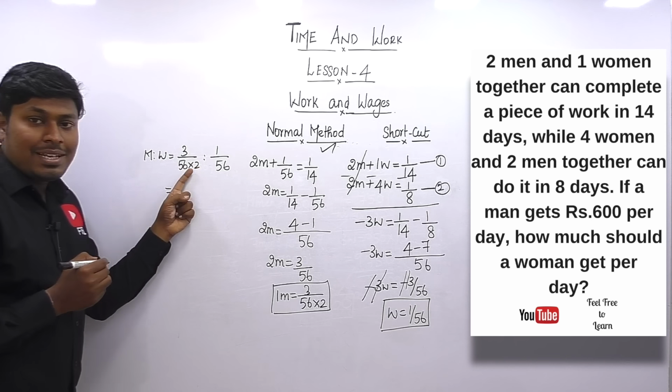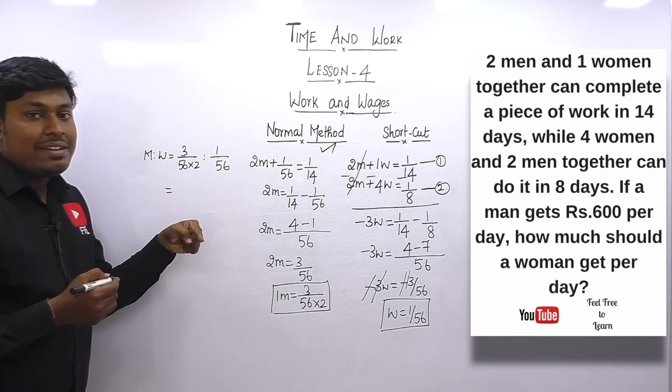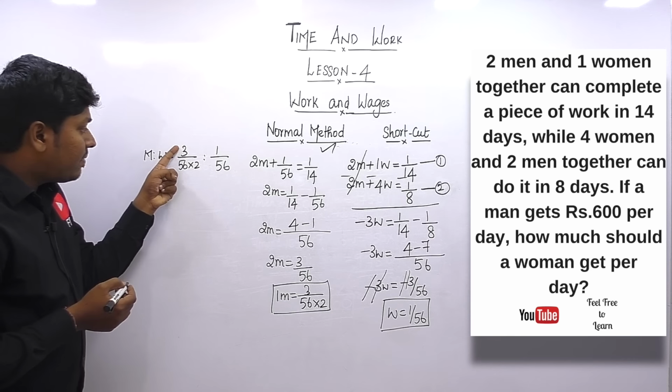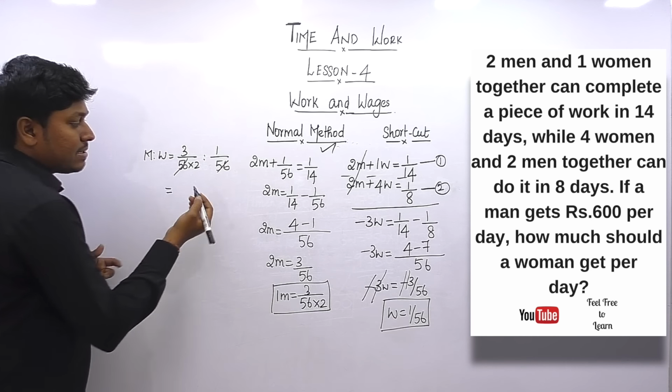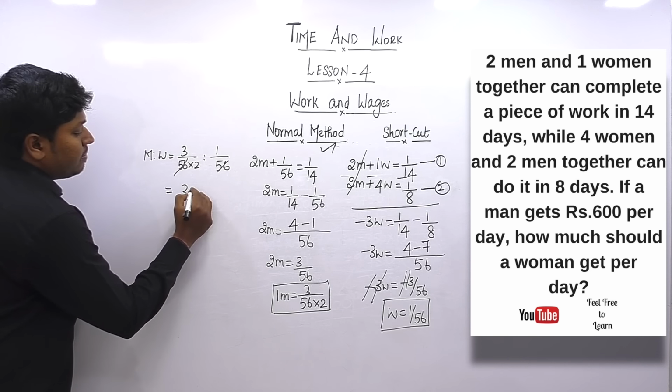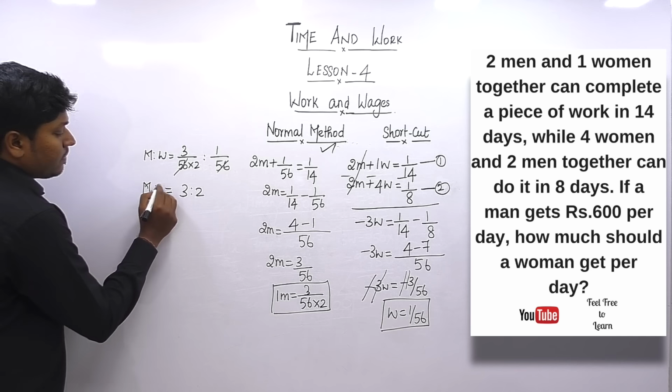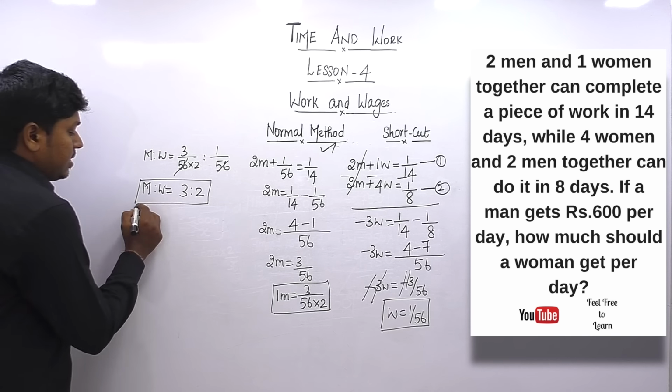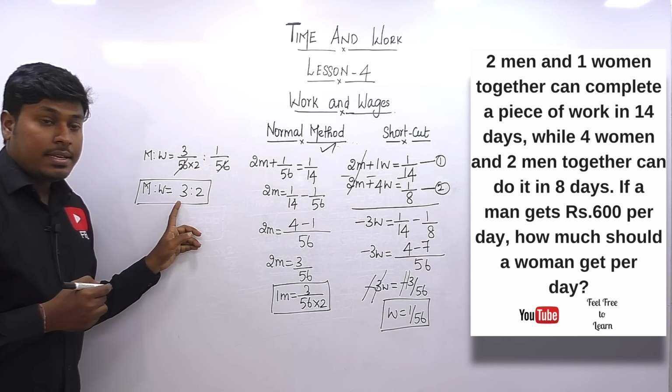So this comes as A is to B. So A is to B or A divided by B, both are the same. So when you divide first and second, 56 and 56, we can cancel it. So the final ratio will be 3 is to 2. So finally we found that 3 parts of work were done by men and 2 parts of work done by women.